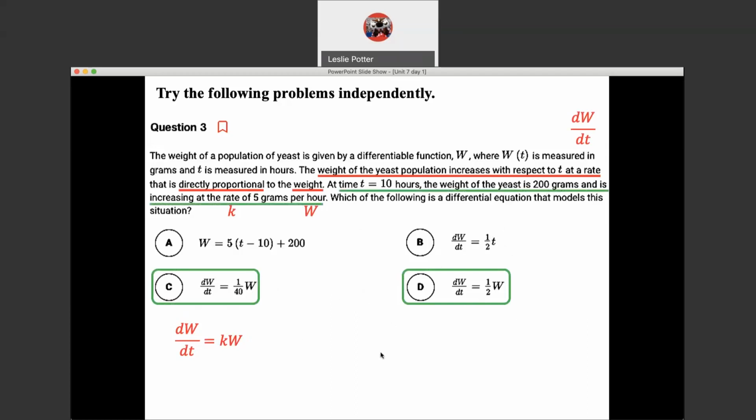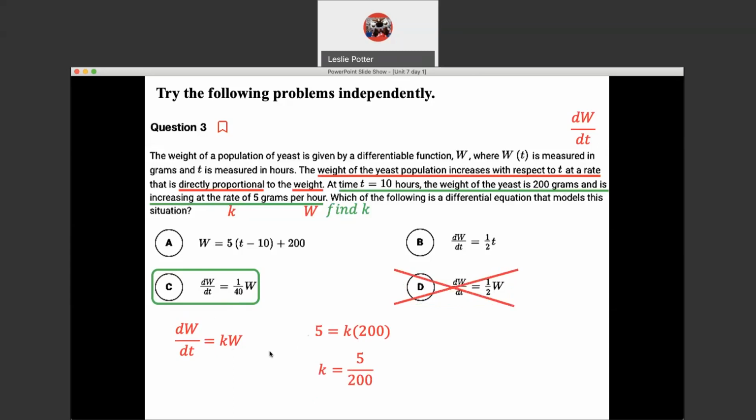Okay, so let's put in the numbers and see if we have half or 1/40th. So we are going to find that K. So we know that the dW dt, it's increasing at a rate of 5 grams per hour. So this is positive 5. But if we're decreasing, it'd be negative 5. And that's at time 10 hours, the weight of yeast is 200 grams. So W is 200 grams. So we're solving for K here. And just by inspection, without doing any math, we know that K is not going to be a half. We know this is not true. It's got to be C. So we know K is 5 over 200. That's not a half. I'm sure it is 1/40th when we reduce it.